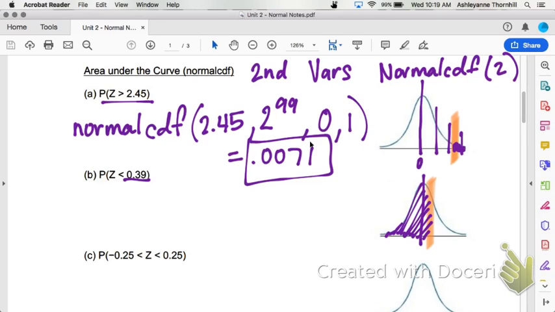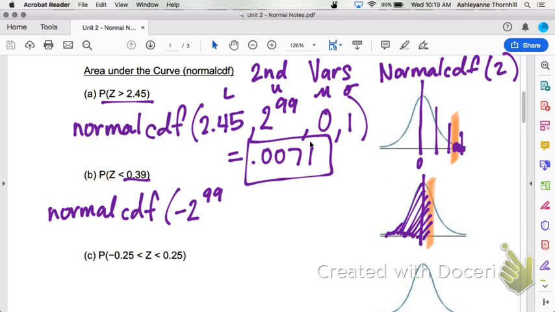So it goes lower, upper, mean, standard deviation. For this one, do we just flip the upper and lower? Yes, I'm going to flip it. So I'm going to say normal CDF. My lower is now going to be negative infinity, which is negative 2 to the 99th. My upper is going to be 0.039. My mean 0, and my standard deviation 1. Good. So what did you get for that one?